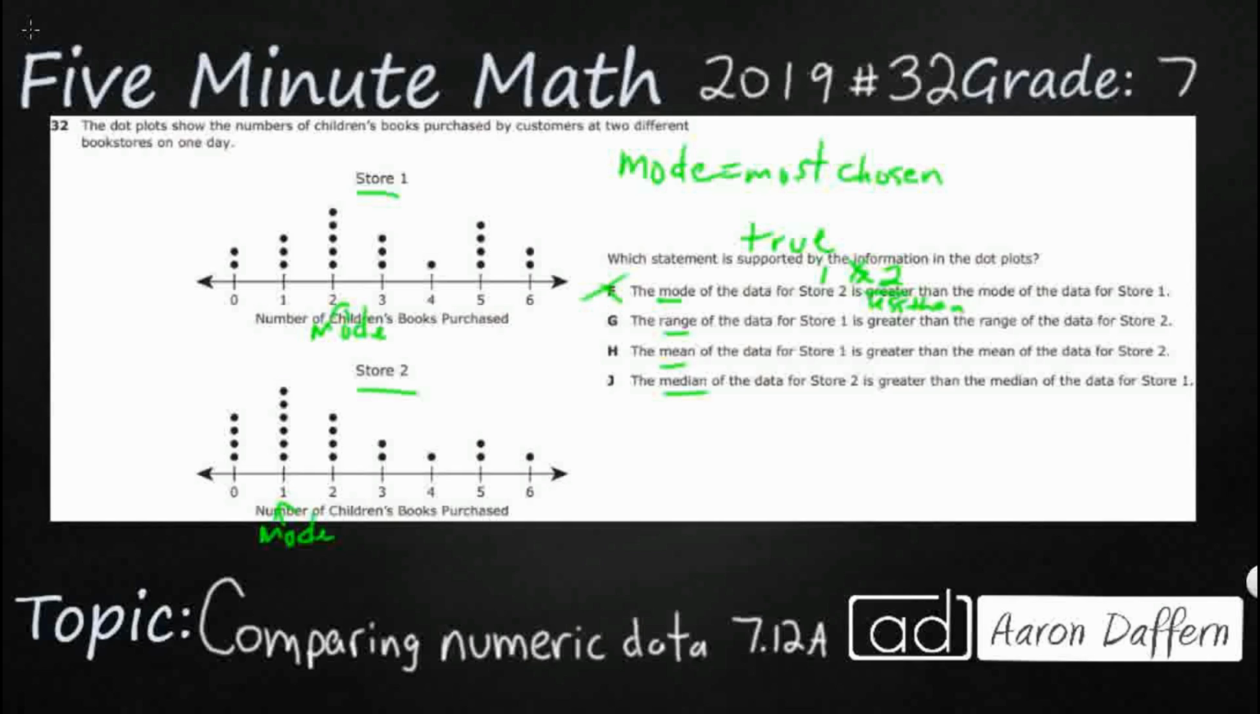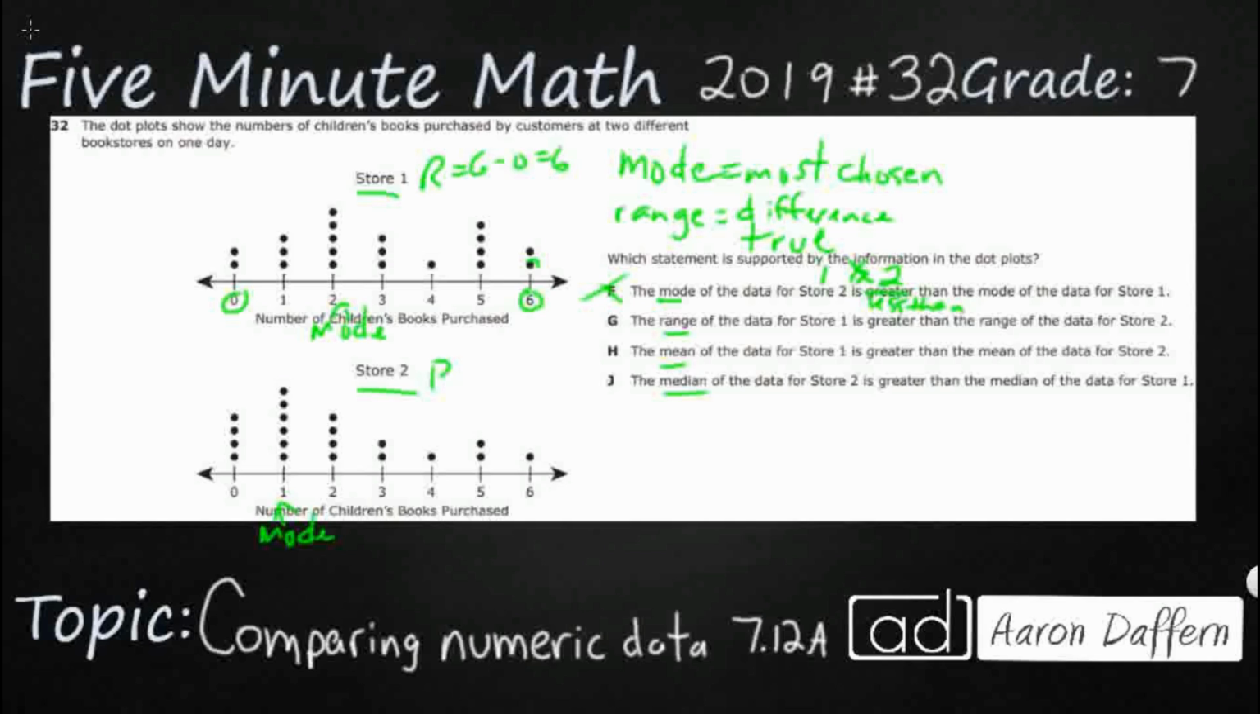So here we go. G, the range. All right, the range. That's usually pretty easy. It's the difference between the largest and the smallest. So what's my largest? 6. Right here, and my smallest. So the range equals 6 minus 0 equals 6.